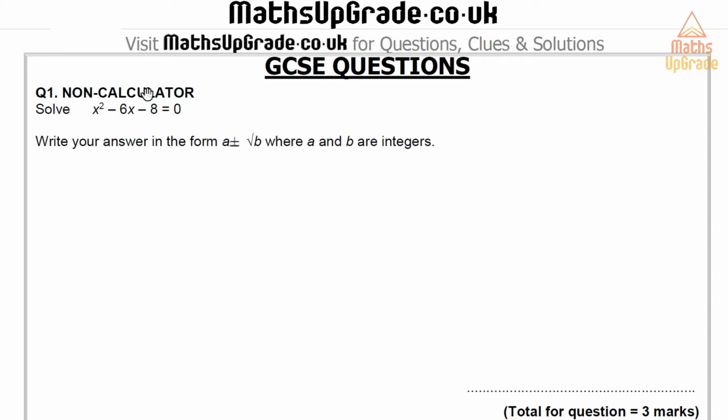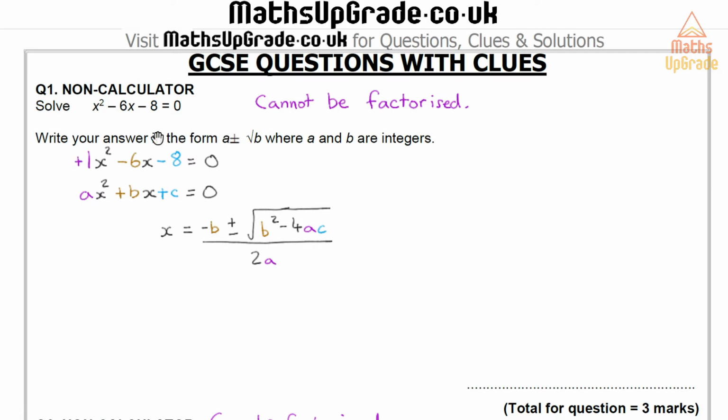First question. To solve this equation, giving our answer in the form a plus or minus root b, where a and b are integers, that's 3 marks. Now the fact it's given in this form suggests it cannot be factorized. So we're going to use the quadratic formula.